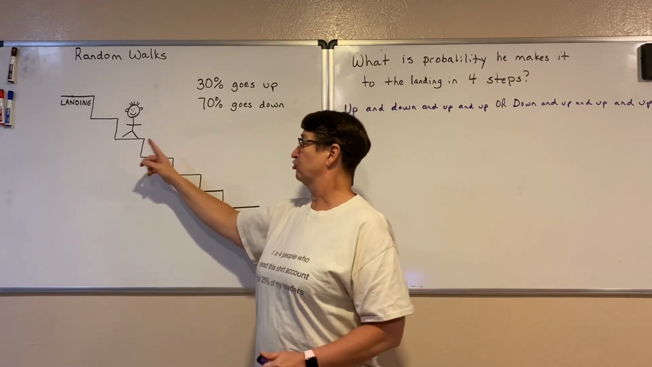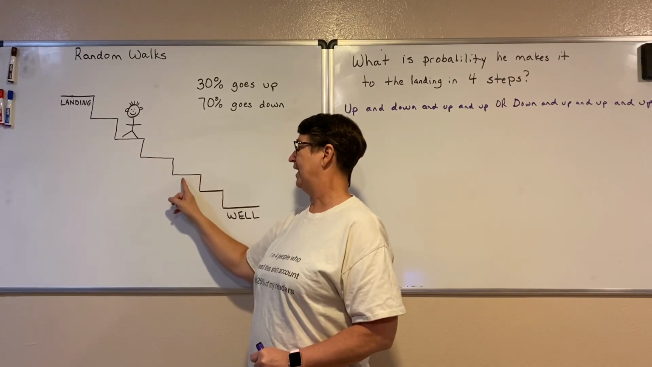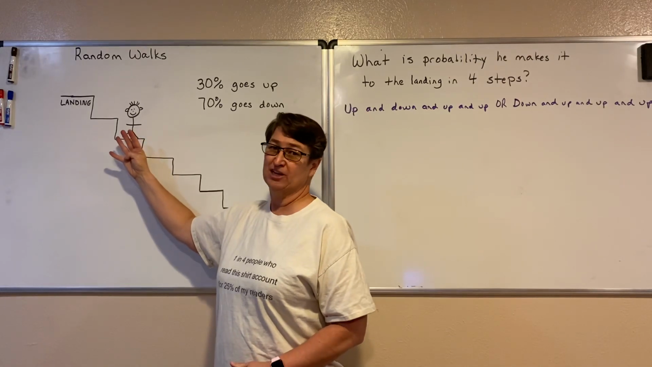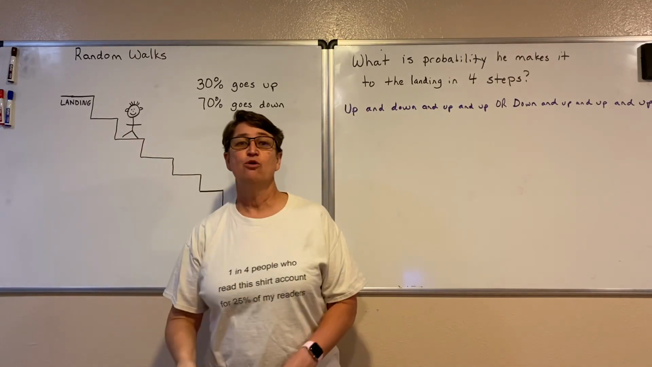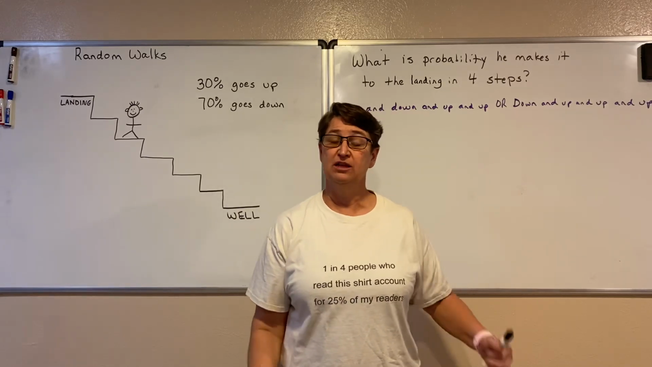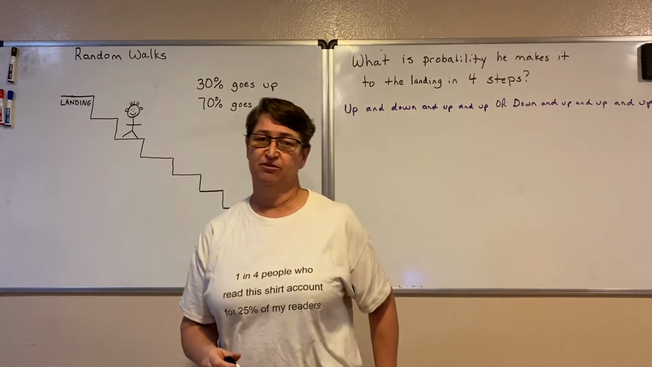If he tried to go down twice though, down and up, oh, he doesn't make it to the well in time. So there are 2 different possible ways for him to get to the landing in 4 steps.